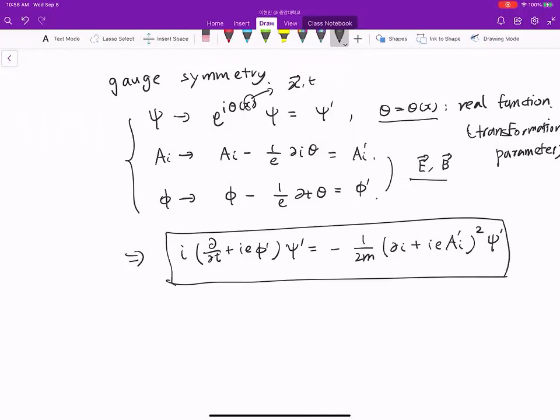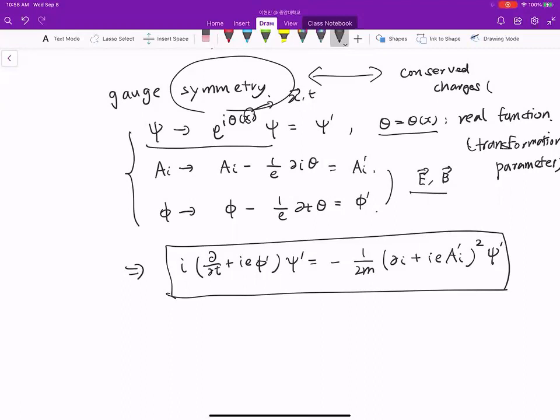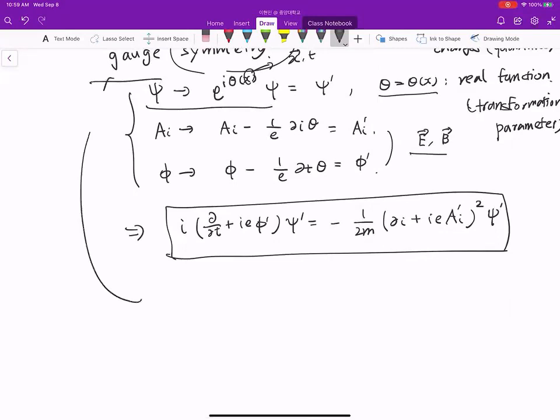So actually, if there's a symmetry, then you can say that there's a one-to-one correspondence between conjugate charges, conjugate quantities. Maybe you may not call it charge, but sometimes energies, so quantities. If you have a symmetry, then you have a conjugate charge. So in this case, we call this gauge symmetry U1, electromagnetism, and the electric charge. This is a kind of Noether theorem.